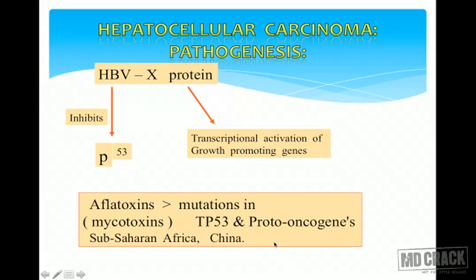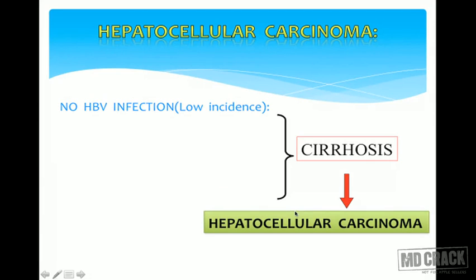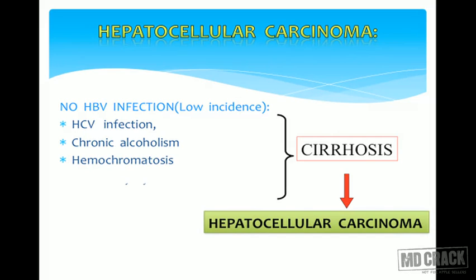So this also can cause mutations in the P53 genes, and even proto-oncogenes will get activated. They can turn into oncogenes, and that can secrete the oncoproteins. Very commonly in the sub-Saharan African countries and China, this kind of onset, aflatoxin causing hepatocellular carcinomas, is common. So remember, cirrhosis can progress to hepatocellular carcinomas. Cirrhosis can be due to hepatitis C infection or chronic alcoholism, hemochromatosis, and even hereditary tyrosinemia. So there are rare causes. So hemochromatosis again can cause cirrhosis, and all of them can turn into hepatocellular carcinomas.